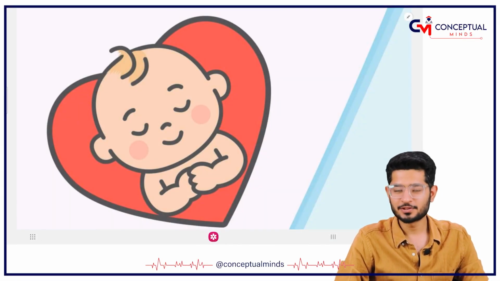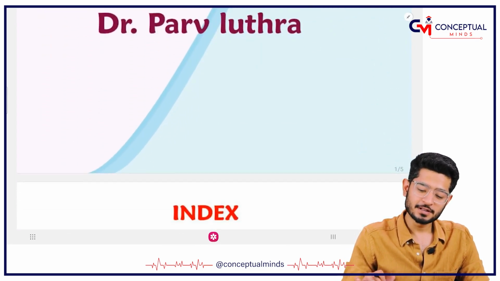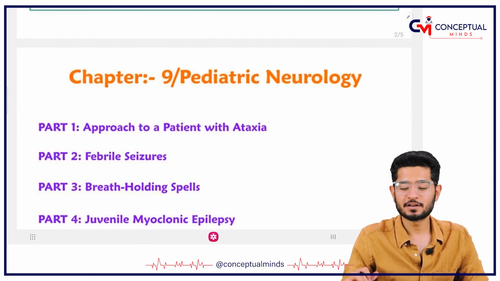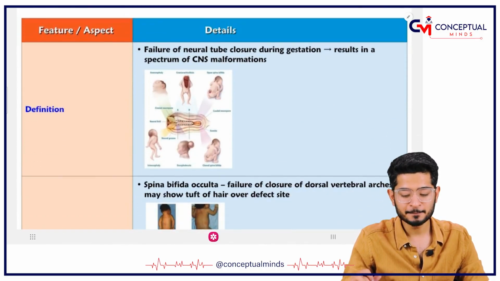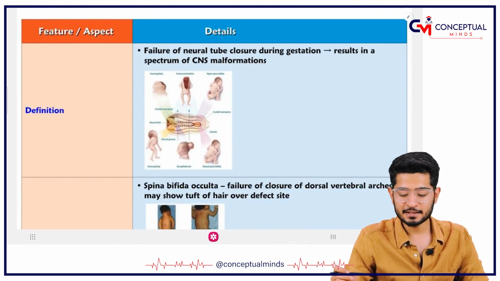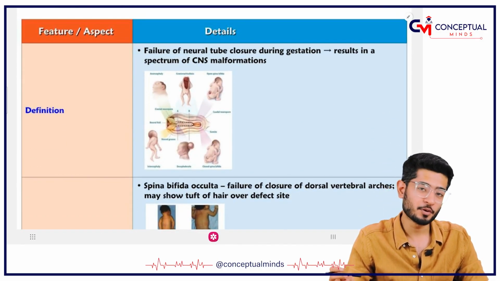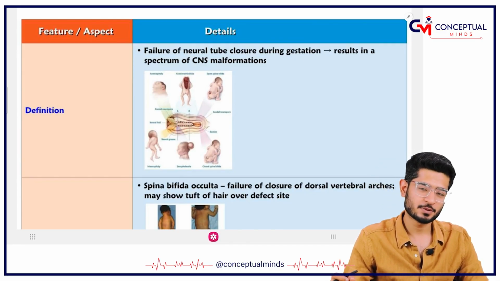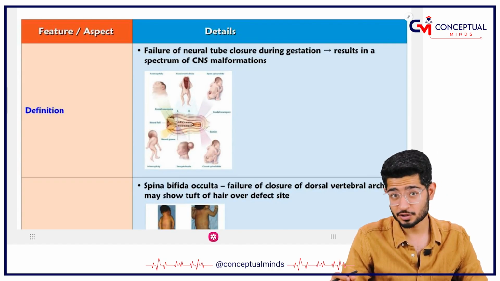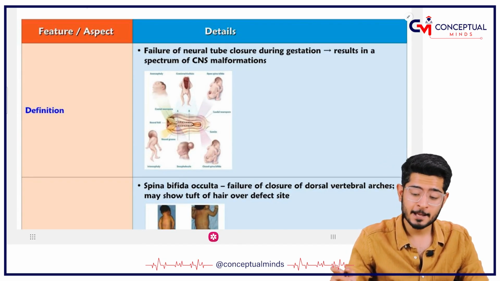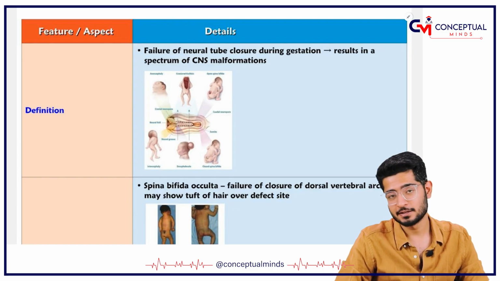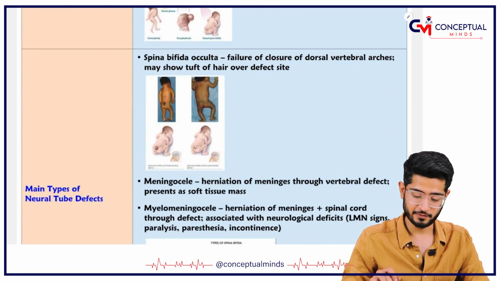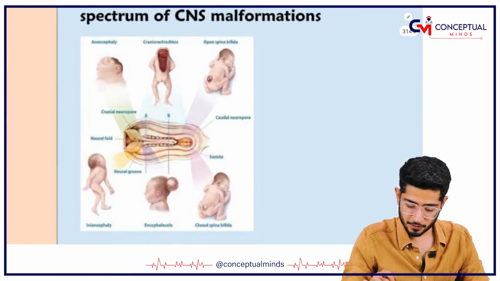Myself Dr. Parv, and the topic of discussion for today's class is, of course, pediatric neurology, which we are discussing. So let's understand one by one what is the most important issue practically which we face as pediatricians, and in fact the pediatric neurologists are facing, which is called neural tube defects. So I've tried to show some of the neural tube defects.